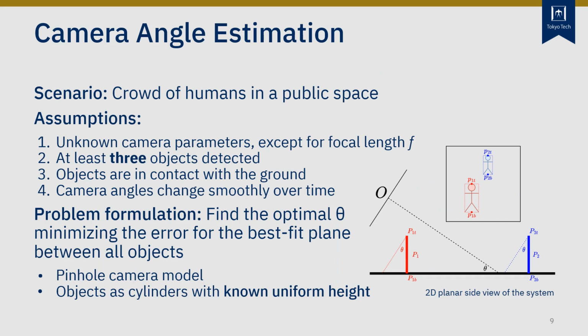Our scenario is currently a crowd of humans in a public space, which is common in MOT datasets. We make the following four assumptions. 1. Unknown camera parameters except for the focal length f. 2. At least 3 objects detected in the frame. 3. Objects are in contact with the ground. And 4. Camera angles change smoothly over time.